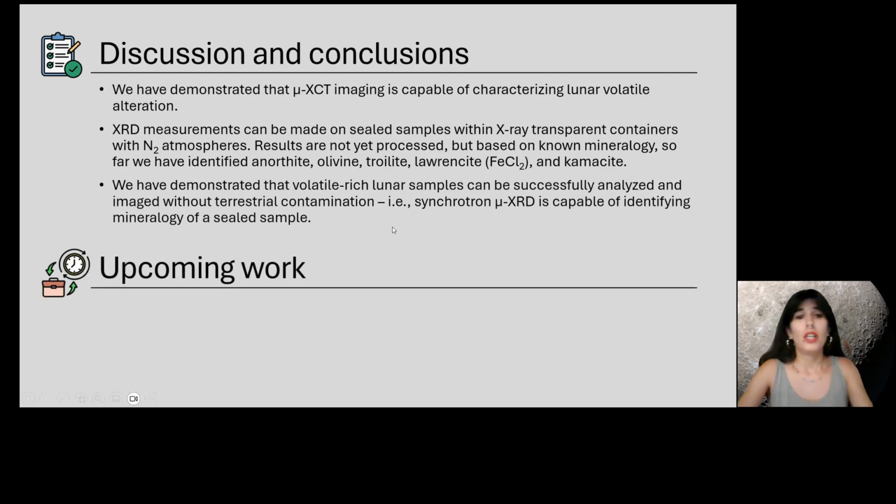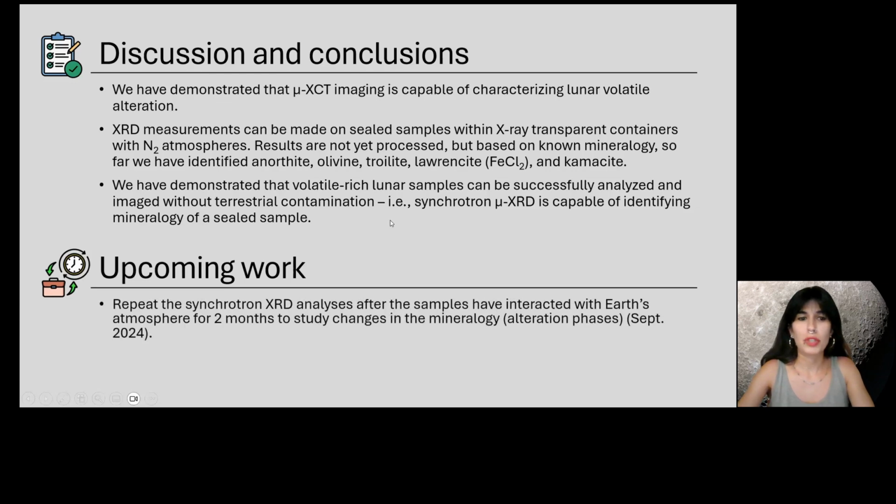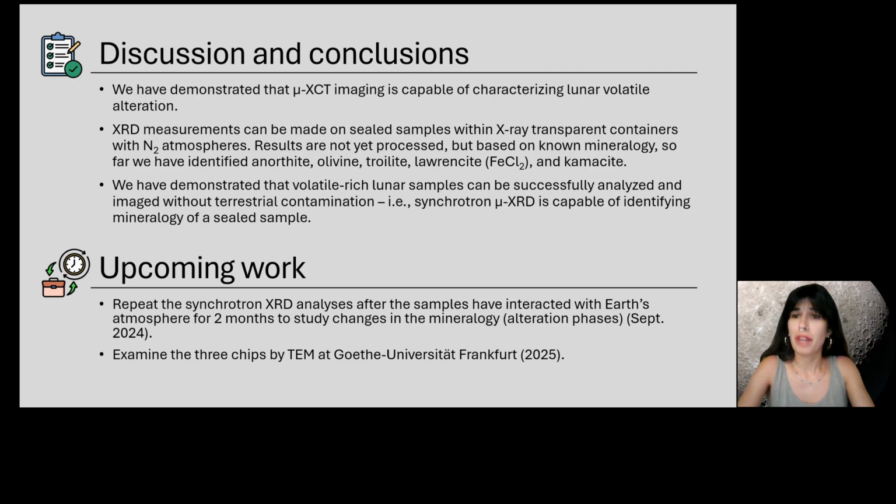What's next? We are now letting the samples interact with the terrestrial atmosphere. And then in September of this year, 2024, we will repeat the analysis to study the alteration products. This will be examined by TEM at Goethe University in Frankfurt next year. And finally, we will be able to discern between lunar or terrestrial alteration in 66095 and the origin of the rust. Thank you.